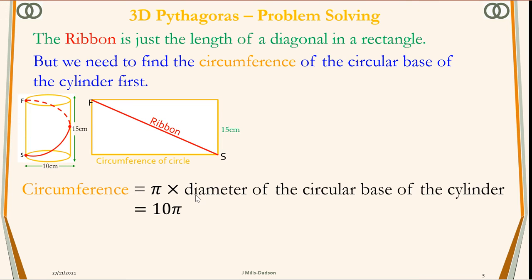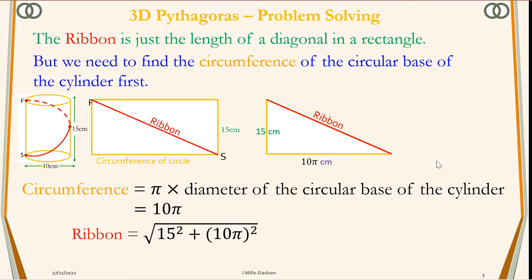Circumference is pi times the diameter of the base of the cylinder, and that is 10 pi. So we have 10 pi and 15. Longest side is the addition rule. So the ribbon is square root of 15 squared plus 10 pi squared, and that will give us 34.8 centimeter. So that's one application of Pythagoras in 3D. Let's look at the final problem solving question.